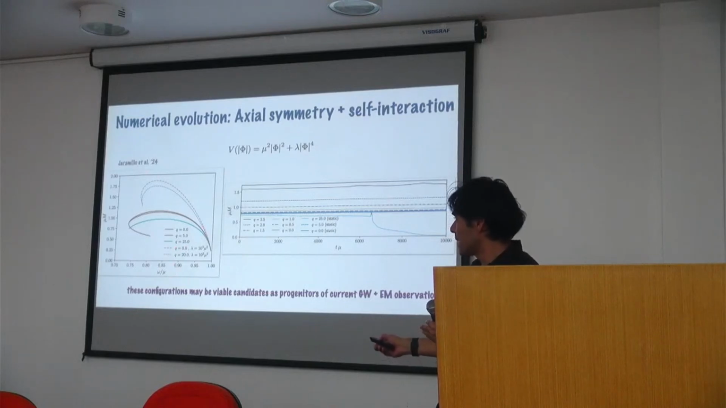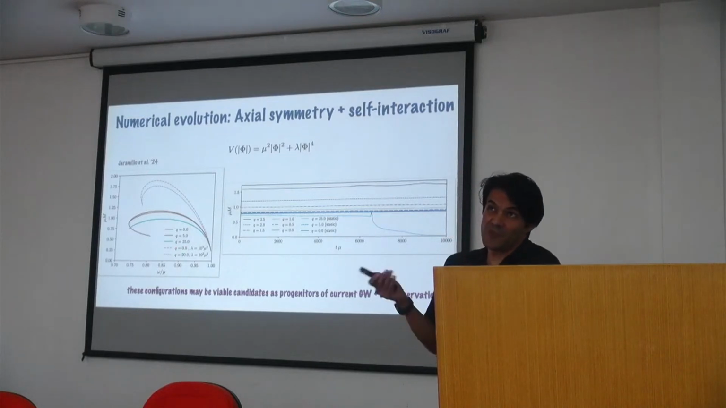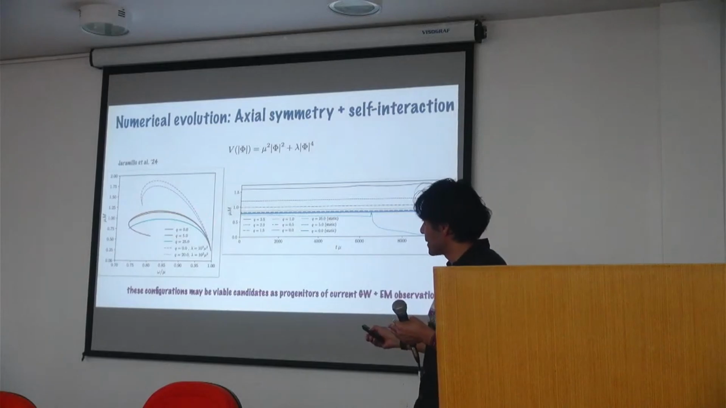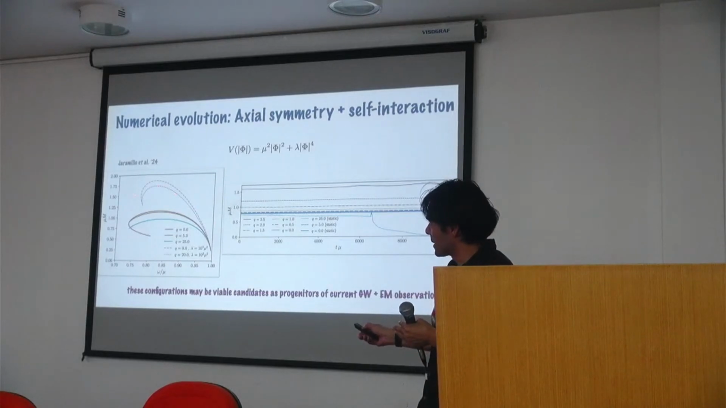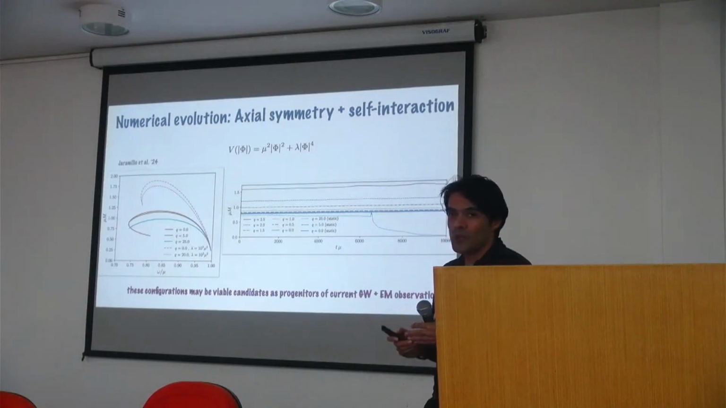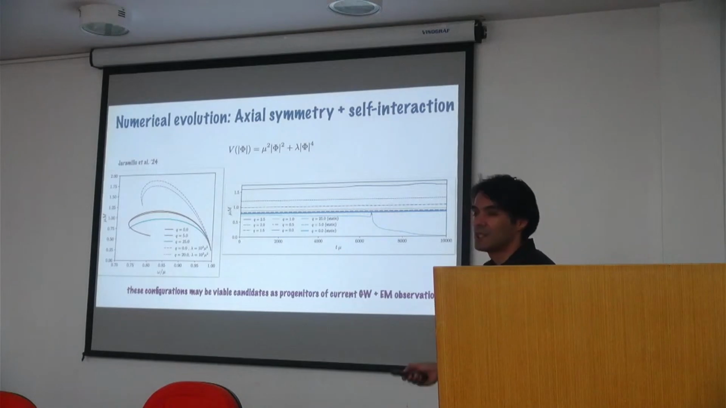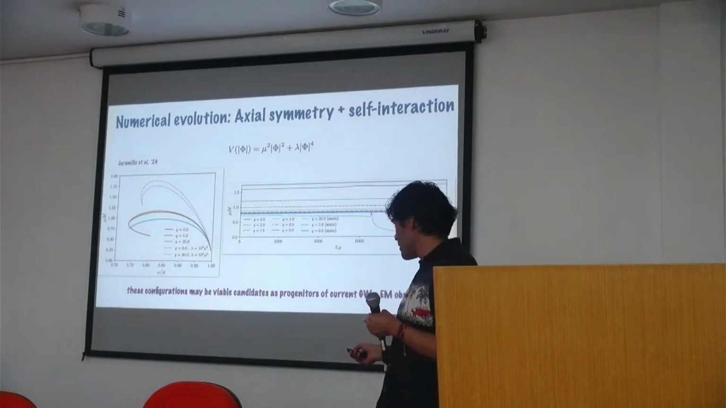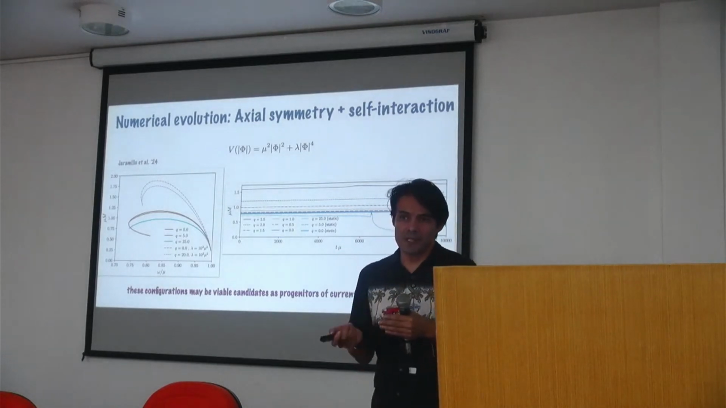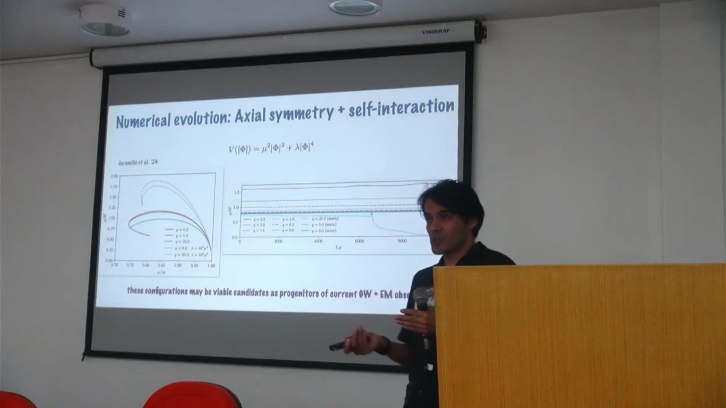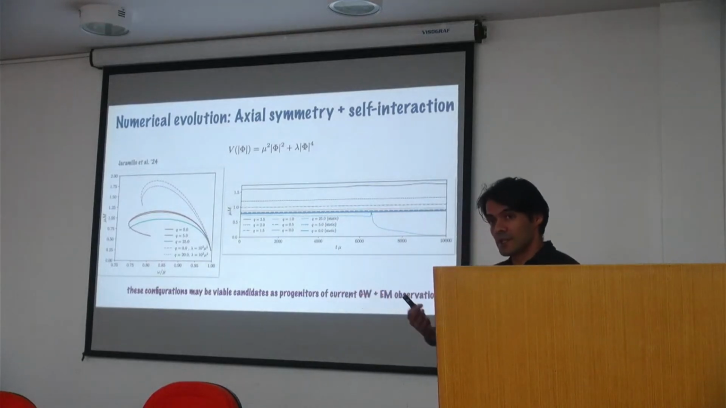And when you have a charge of 20, meaning a lot of magnetic field if you want, then the mass of the system goes to here. We evolve the system. This is the mass versus time. And what you see is that all the configurations are stable. So these configurations may be viable candidates to explain some of the observations if we can merge these objects.